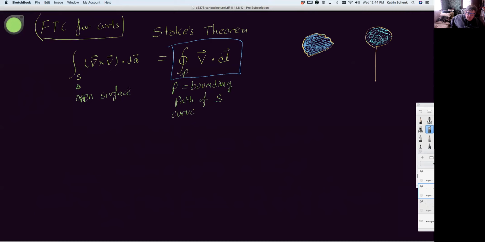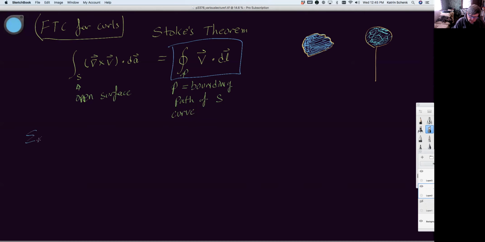But all of these fundamental theorems of calculus have a similar flavor, right? They're the integral of a derivative is equal to the boundary, right? So boundary of whatever is being integrated over. Okay. All right. So let's see. Give me a second. So let's go to page 3. Let's do an example. Okay. So let's do an example here.